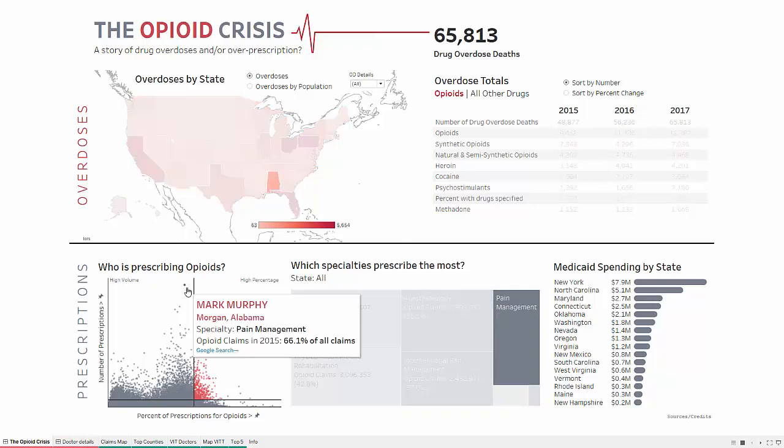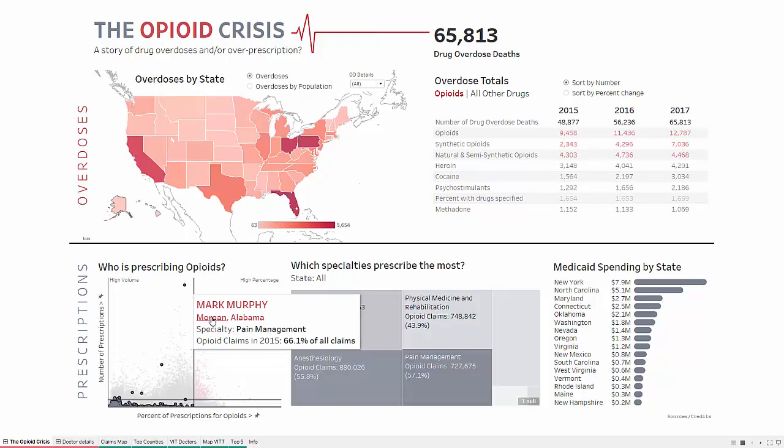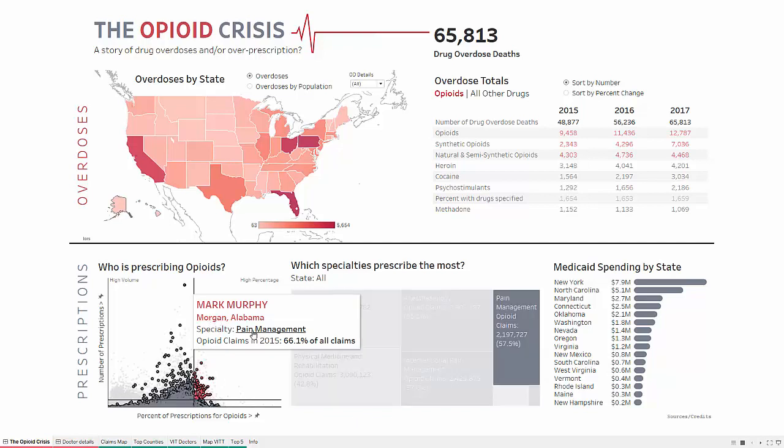What we can see among these 700,000 doctors is Mark Murphy. Now he's in Morgan, Alabama. One click and we can see all the doctors in Morgan, Alabama in context with all the others. He's in pain management. He's an outlier on all categories. Turns out Mark Murphy, visibly an outlier, is actually under investigation from the federal government for overprescription of opioids.